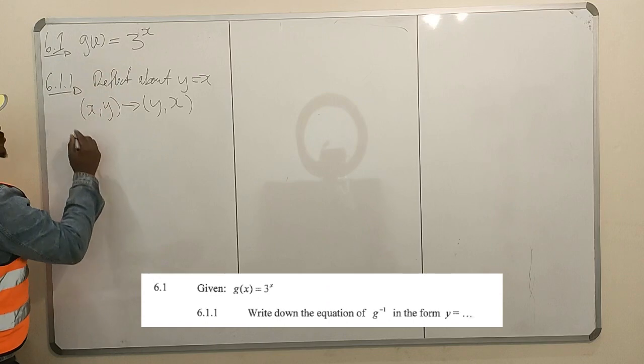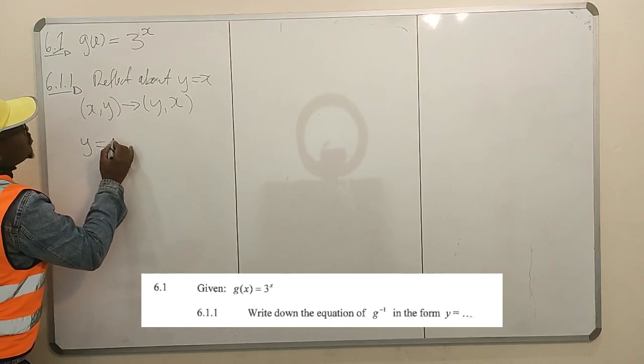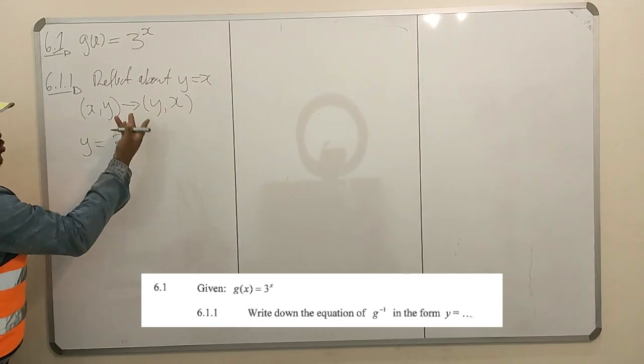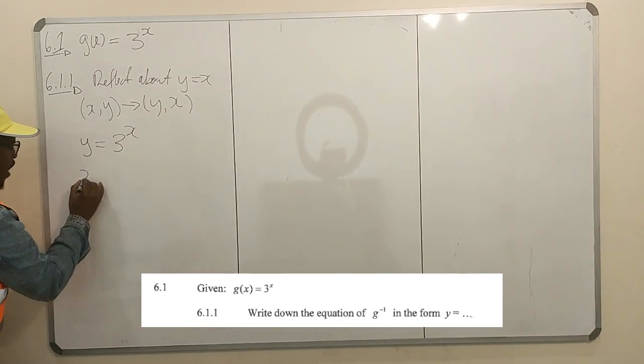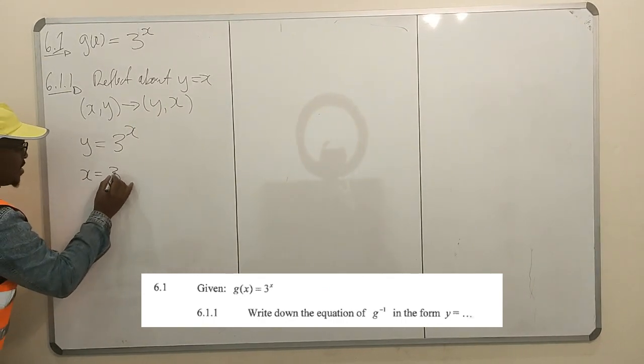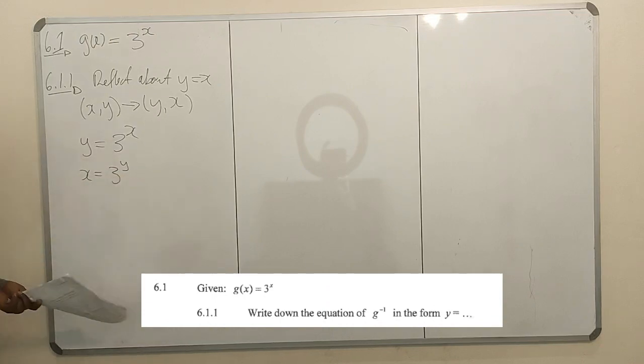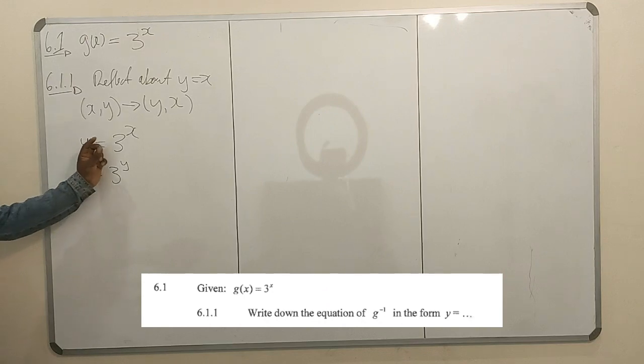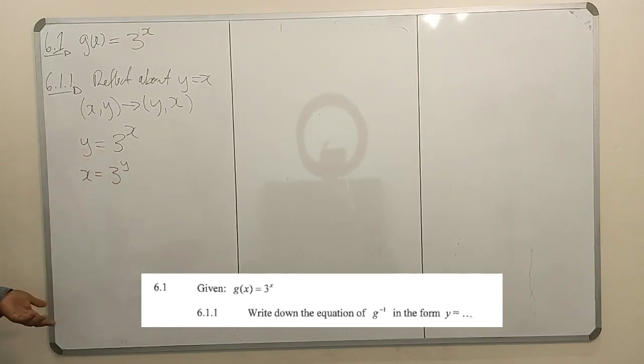So you have g of x, which is y, is equal to 3 raised to x. Your x and y swap around, which means you have x is equal to 3 raised to y. You have applied the transformation now. Once you have swapped x and y around, the next thing to do is to solve for y.